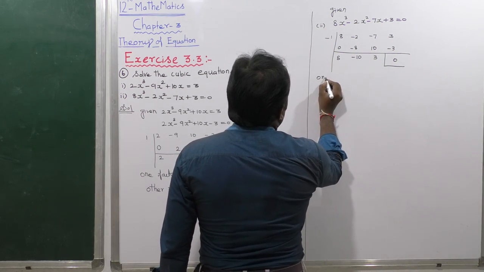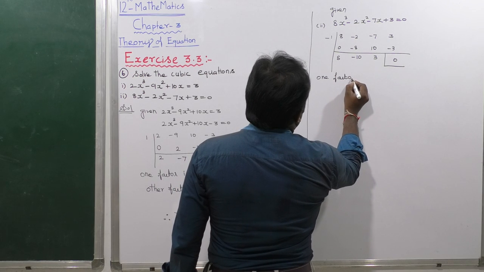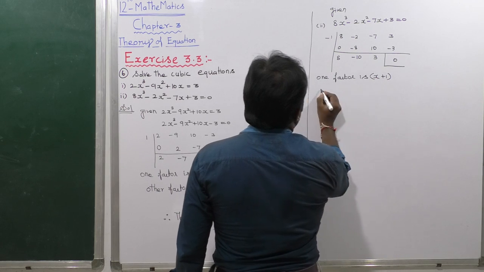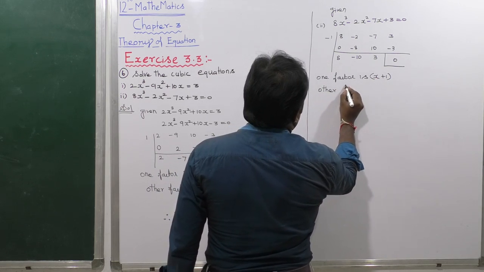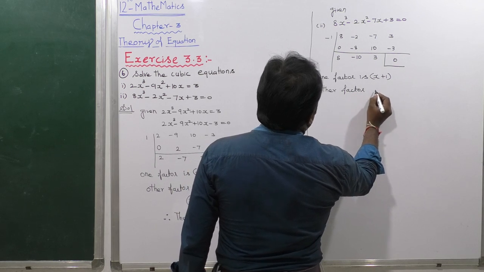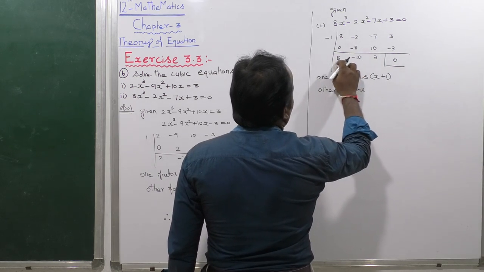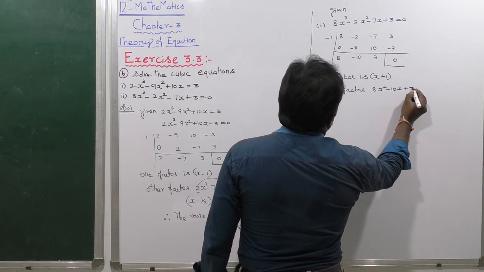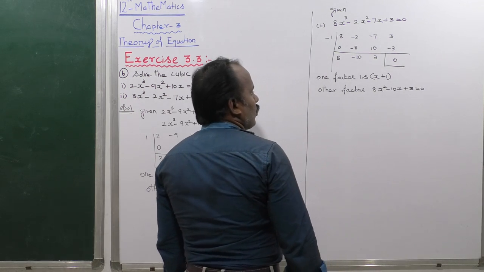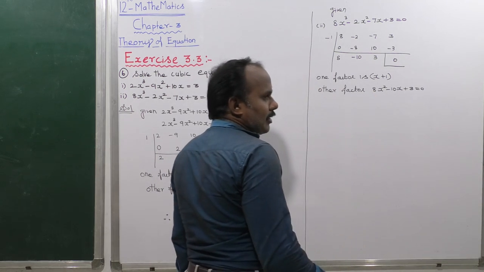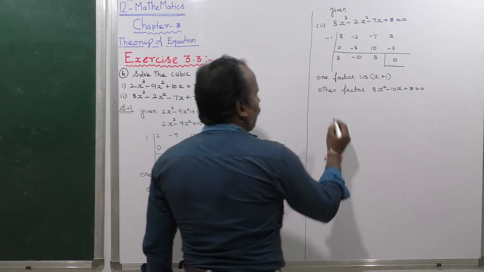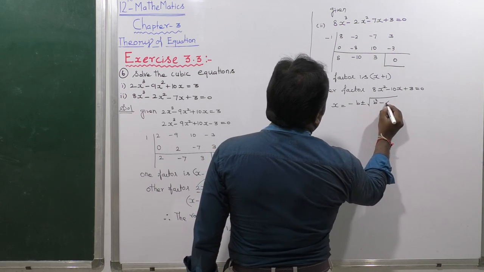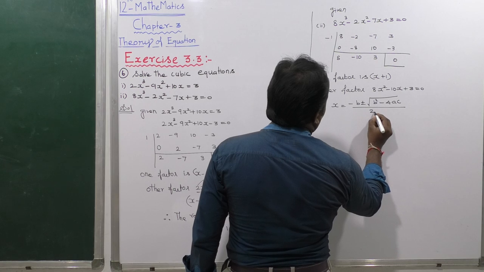Next, one factor is x plus 1. The other factor: this one constant, this one x square. So 8x^2 minus 10x plus 3 is equal to 0. So this one is not directly factorized. So we follow the formula: x is equal to minus b plus or minus root of b square minus 4ac, whole divided by 2a.